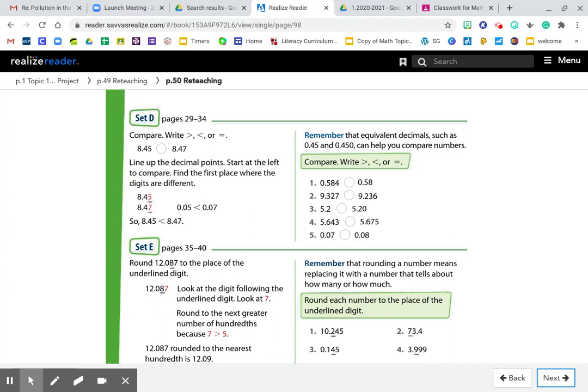We're going to go over set D, E, and F of the reteaching, which is on page 50 in your workbook. So set D corresponds to pages 29 to 34, which is lesson 1-5. So we're writing greater than, less than, or equal to, and comparing decimals. The first thing you need to do is line up the decimals, starting at the left to compare, and find the first place where the digits are different. So we're going to use that strategy to compare our numbers.